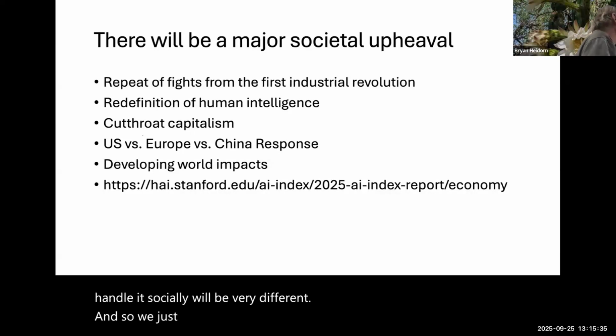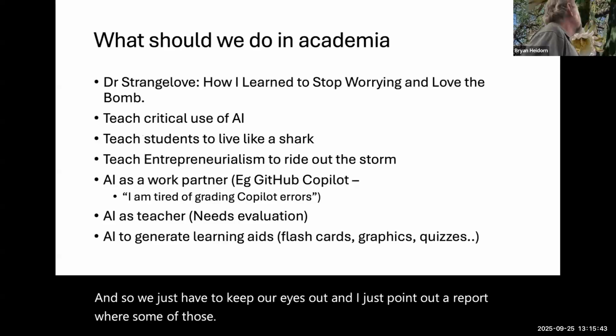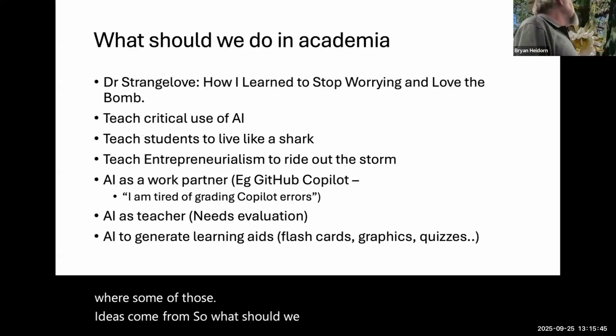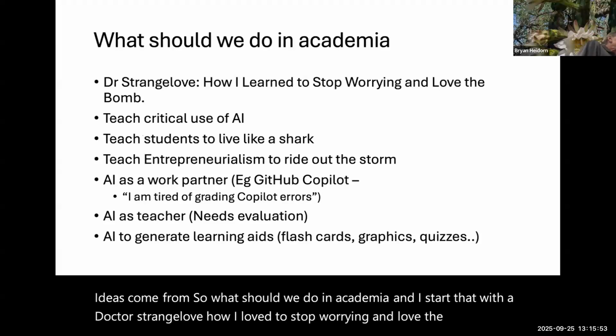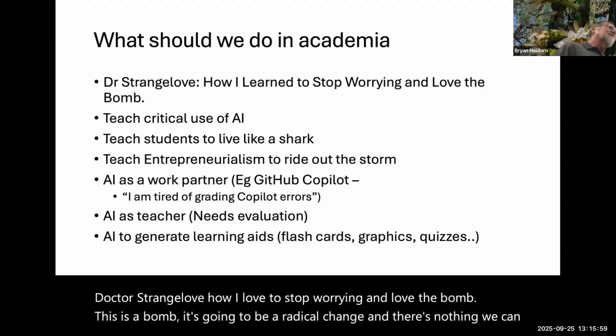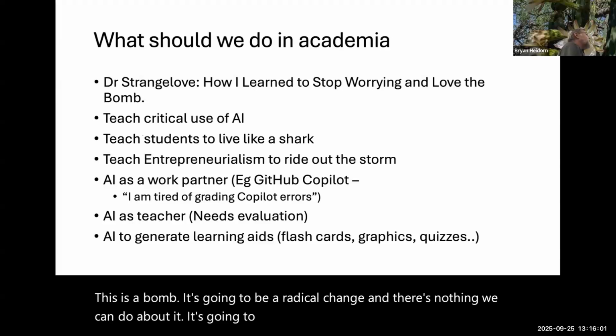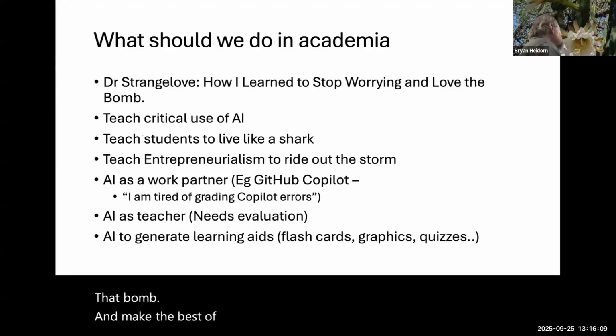And so we just have to keep our eyes out. And I just point at a report where some of those ideas come from. So what should we do in academia? I start that with Dr. Strangelove: how I learned to stop worrying and love the bomb. This is a bomb. It's going to be a radical change, and there's nothing we can do about it. It's going to land, and we have to adapt to that bomb and make the best of it. So we have to do things.